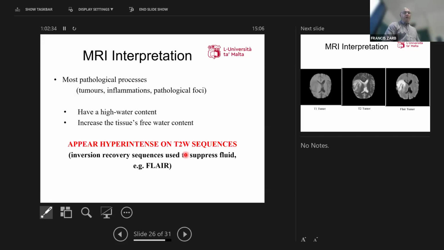So, most pathological processes, such as tumors, inflammations, pathological foci, have a high water content, with edema. Therefore it increases the tissue's free water content. So they appear hyperintense on T2-weighted sequences. So, inversion recovery sequences are used to suppress fluid, such as FLAIR. Okay?